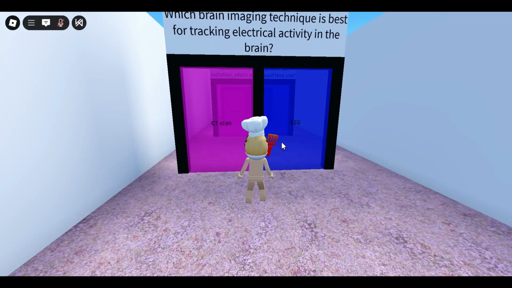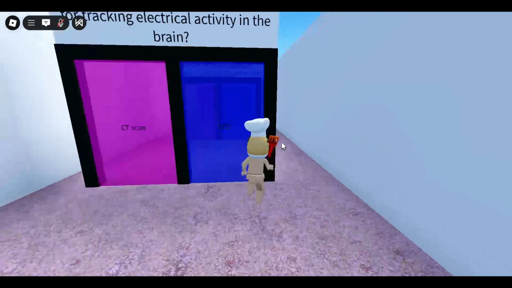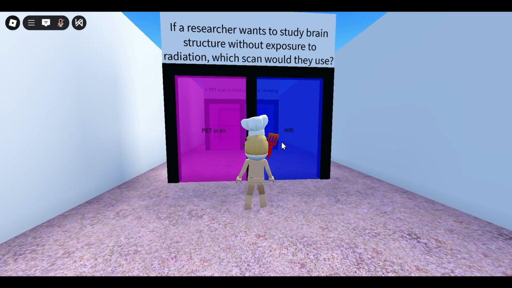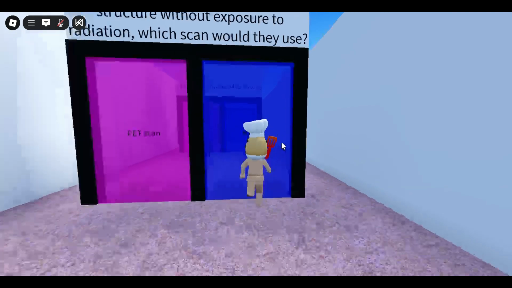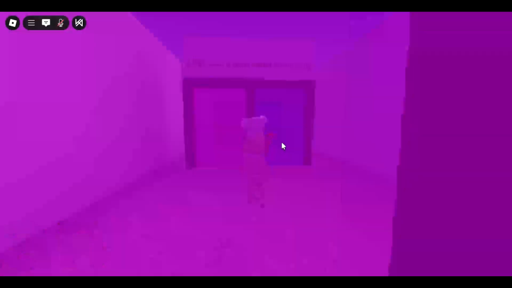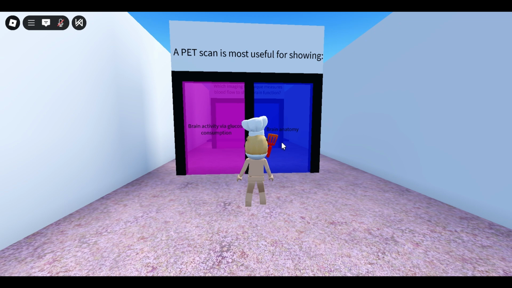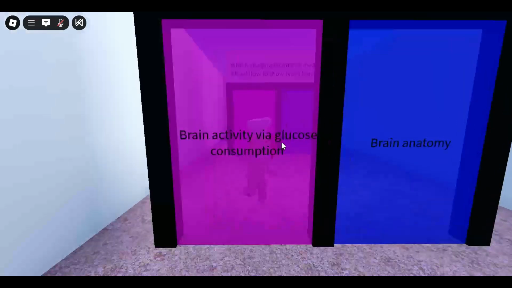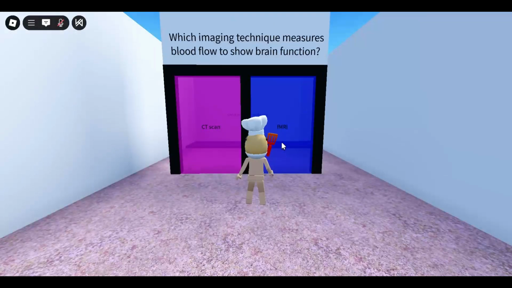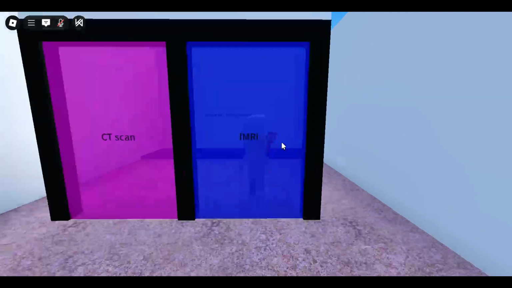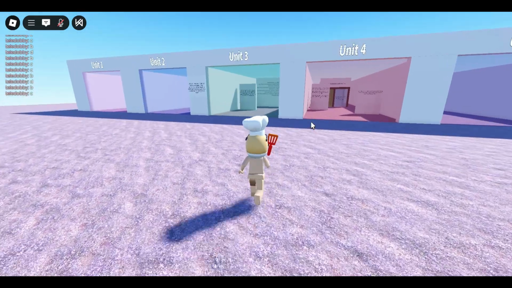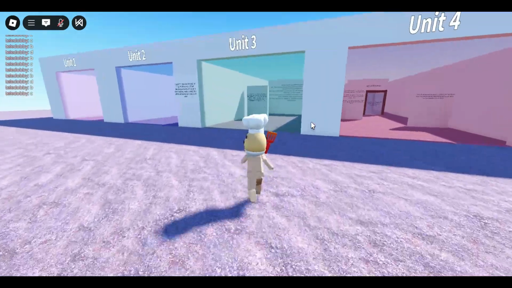The electroencephalogram is best for tracking electrical activity. In this case, the researcher should use an MRI. A PET scan is most useful for showing brain activity via glucose consumption. The fMRI measures blood flow. And with that, Unit 2 is finished. So let's move on to Unit 3.